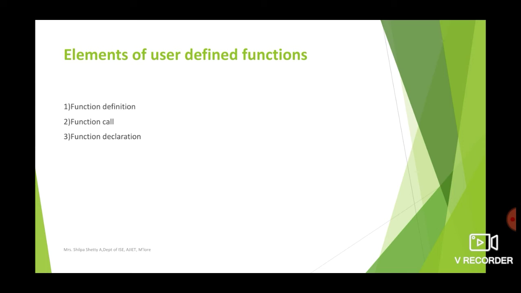Then function call is when you call the function, when you invoke the function by writing the name of the function and passing the parameters. And function declaration is before defining the function, you need to declare the function. So it is the same as the definition of the function, that is the first line from the definition of the function followed by a semicolon.